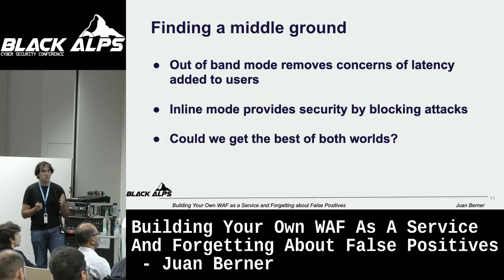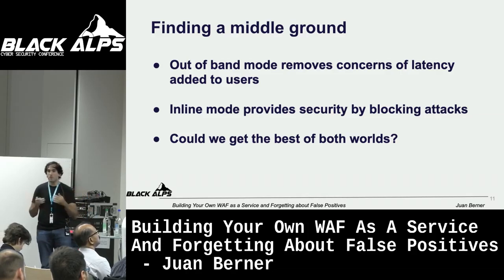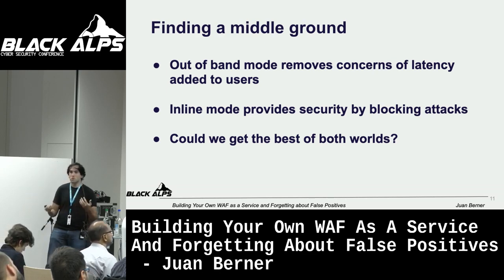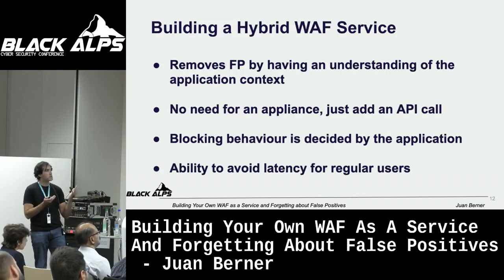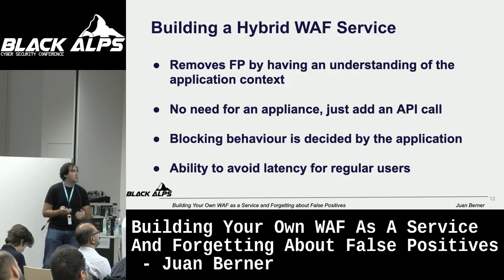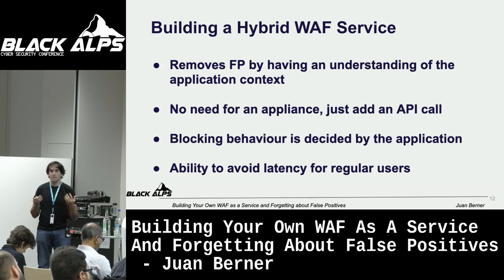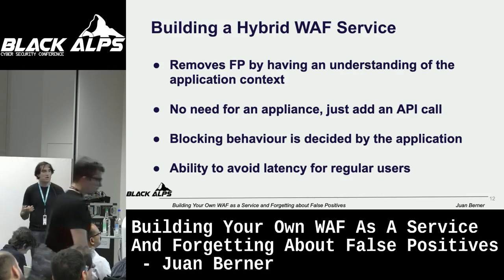And this is how I started looking for a middle ground. So I saw the benefit of the out-of-band mode, which means that, great, I'm not affecting the application, but I'm not actually blocking the attacks, which was what I wanted. And that's why I started looking for something like this, which is what I call a hybrid WAF service. In this case, by looking at the context of the attacks, I can realize if it's a real attack or not, and remove the false positives affecting customers.